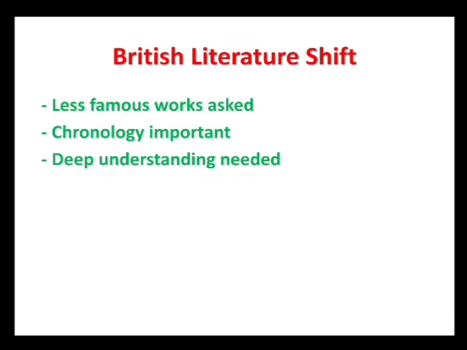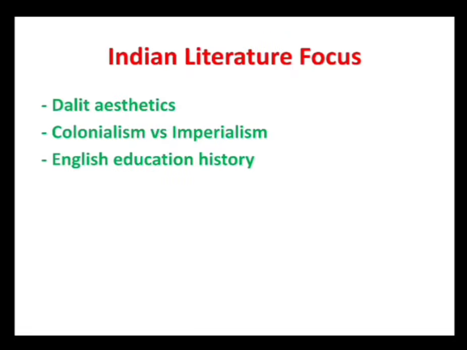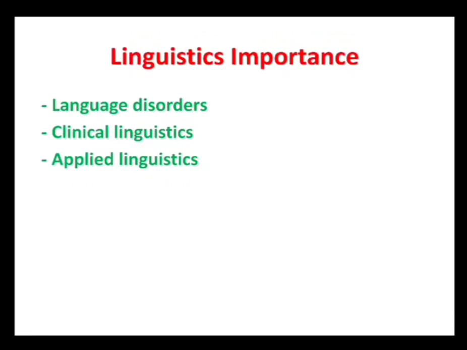British literature has also changed, as the exam is not only asking about famous works but also lesser known works such as novels by Thomas Hardy. You need to understand the deep logic of essays by Francis Bacon and the correct sequence of the trilogy by Samuel Beckett. New concepts like feral and ontotheology are also being asked. In Indian literature, writers like Shyam Kumar Limbale and Anil Lumba are important. So please understand that the exam is now testing your depth of understanding, not just your memory.